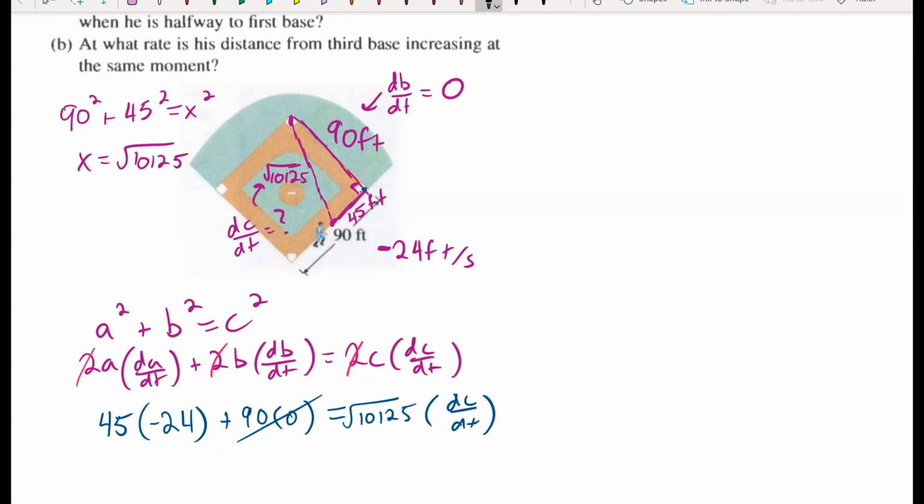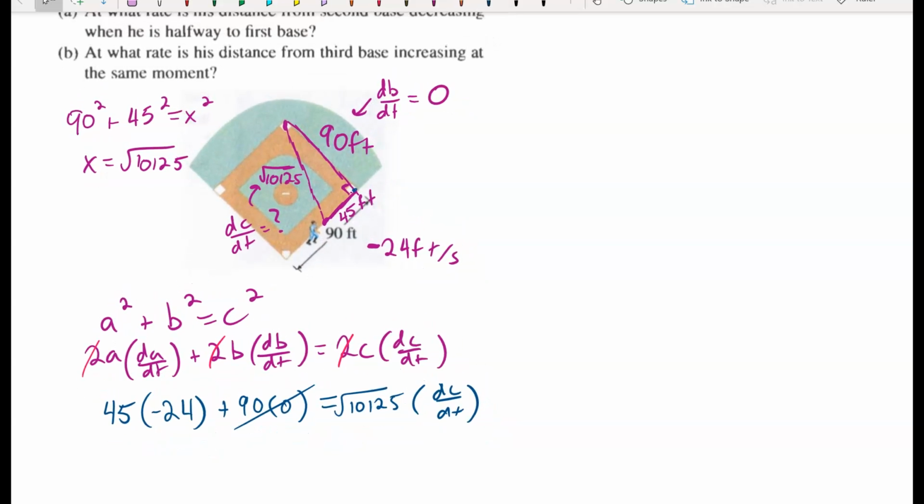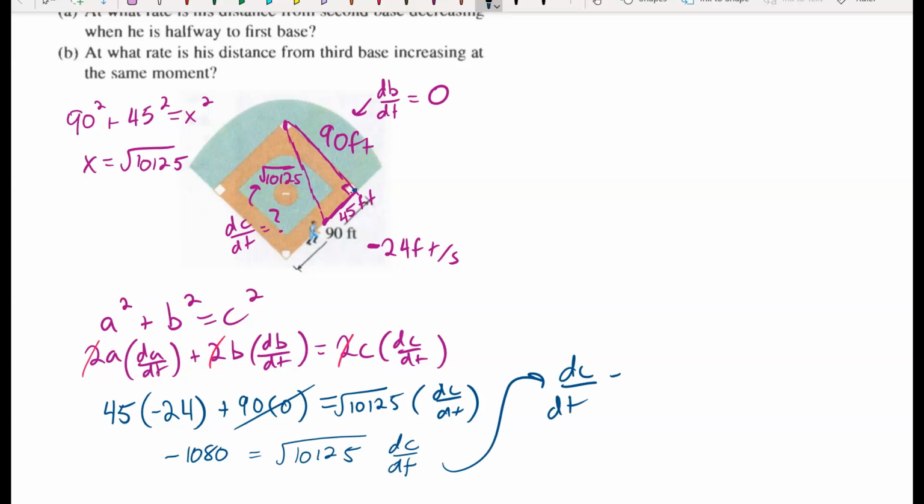So I'm going to start simplifying. 90 times 0 is just 0. 45 times negative 24 is negative 1080. That's equal to radical 10125 dc dt. And if I divide it out, I find that dc dt is equal to, the other way around, excuse me, negative 1080 divided by radical 10125, or if I simplify on my calculator, about negative 10.73 feet per second. And I need to make sure it's a negative rate because he's moving closer to second base, right? This hypotenuse is going to get smaller as he closes in on first base there. So that's the answer to the first part.